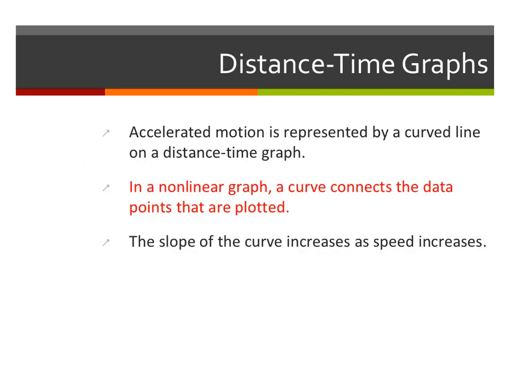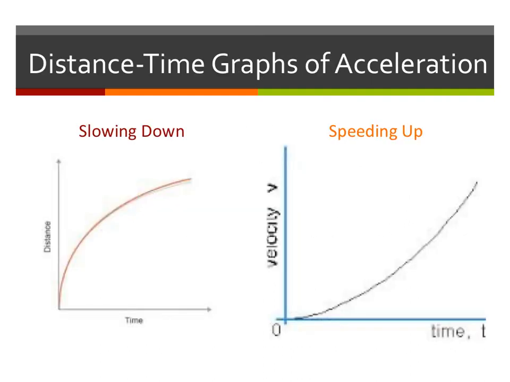For distance time graphs, how would it look if we were having an accelerated object? Accelerated motion is represented by a curved line on a distance time graph. We call these nonlinear graphs, where a curve connects the data points that are plotted. The slope of a curve increases as the speed increases. So looking at these graphs, if I were to look at how does the slope change over time, that will tell me how the speed of the object is changing.